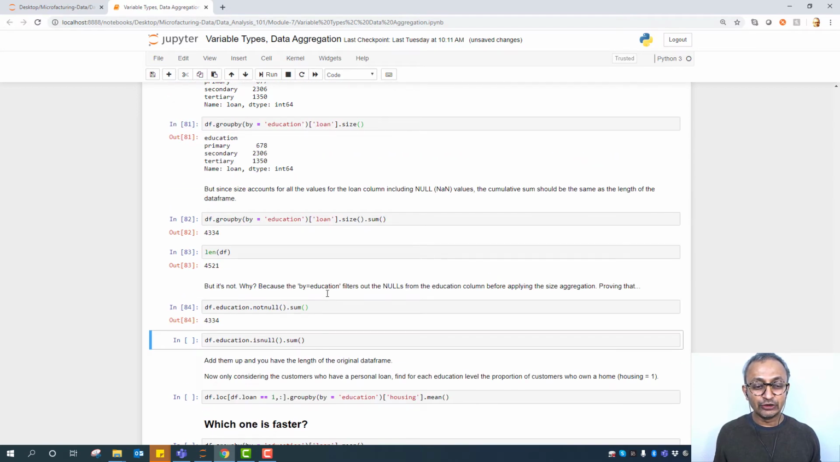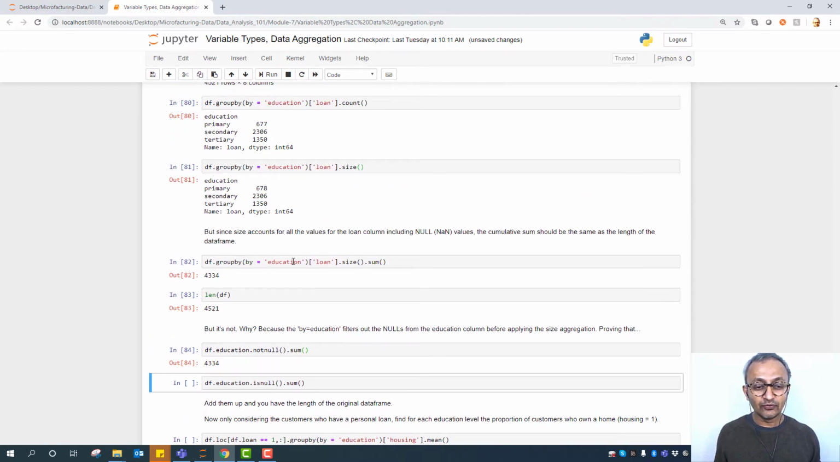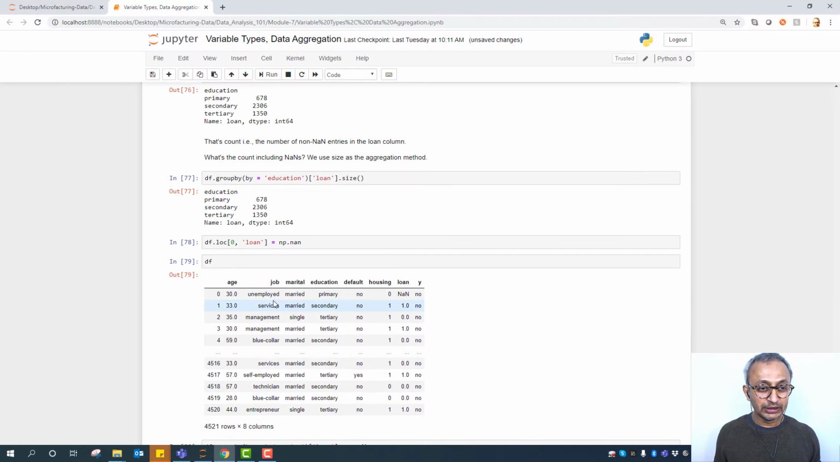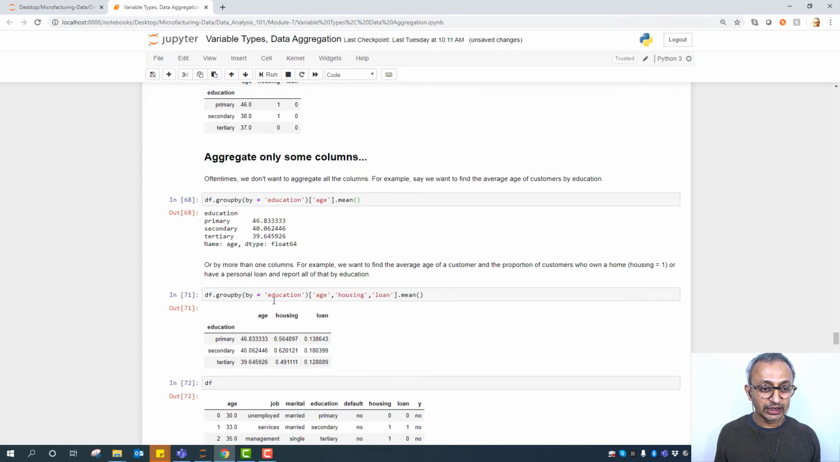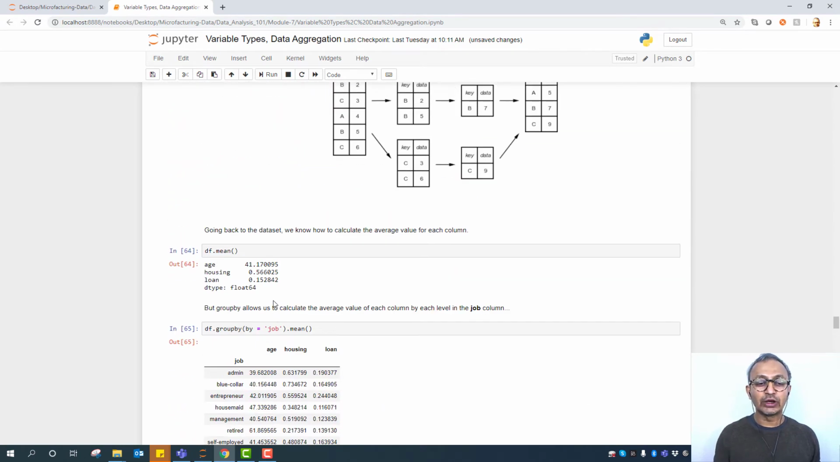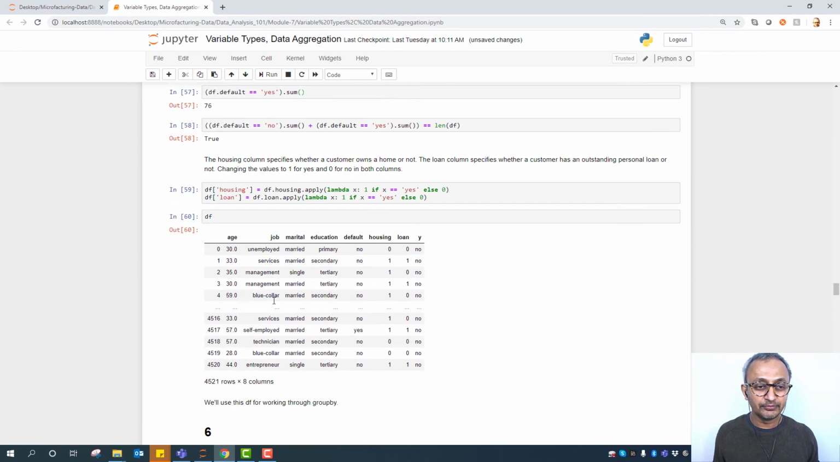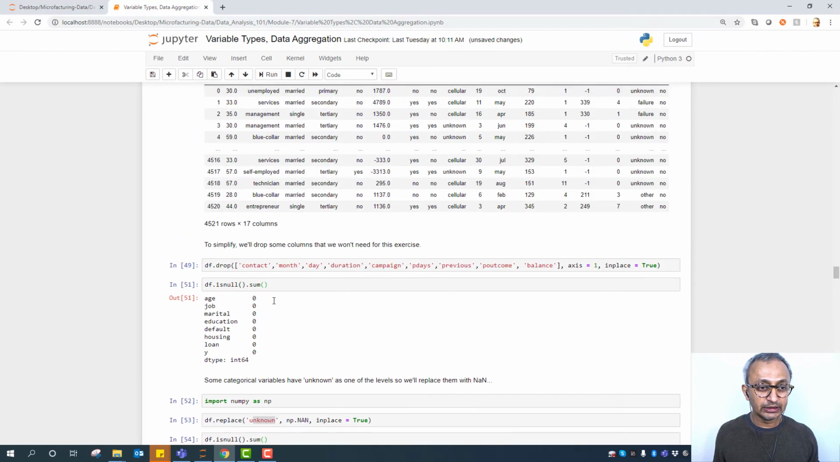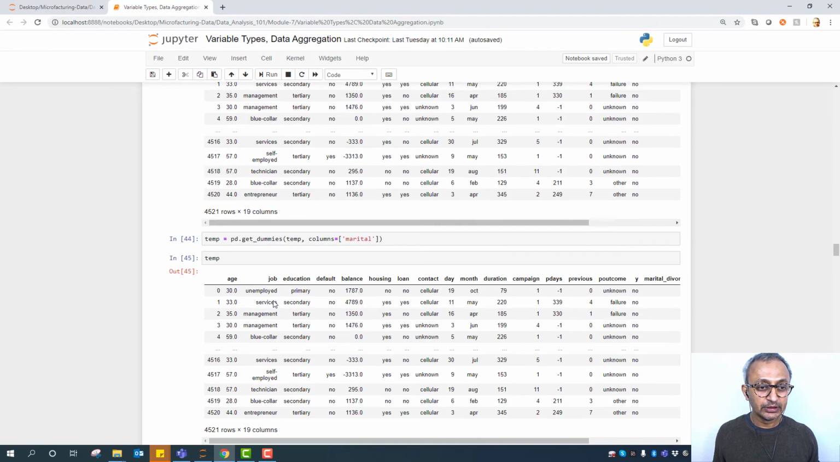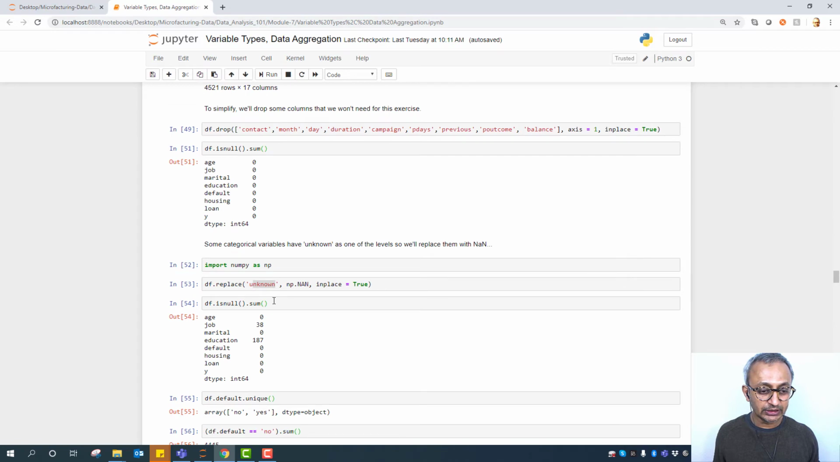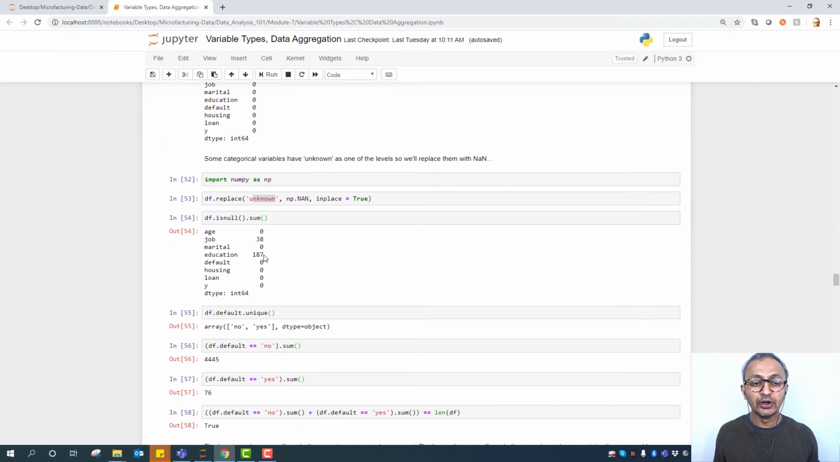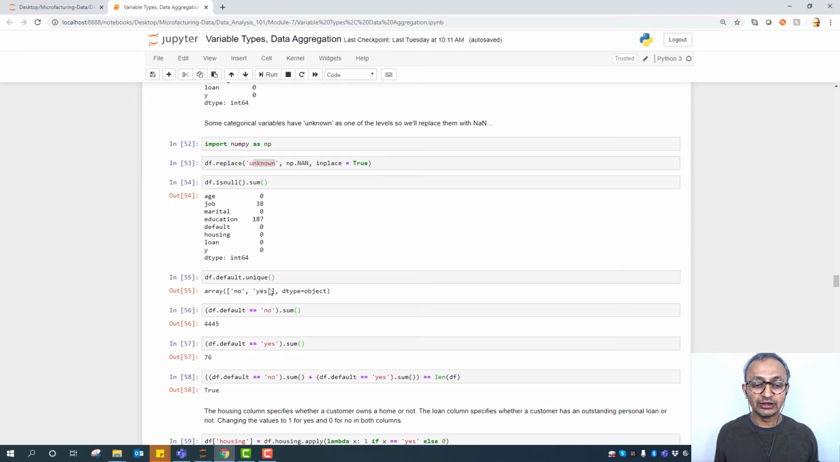The education level had a bunch of values which were null, and that's probably the reason. When you get a chance, you can go through this data frame and try to understand why we are doing each and every step. This Jupyter notebook is going to be available to you, so you don't have to take down any notes. Right here, you see there are 187 nulls in the education level.